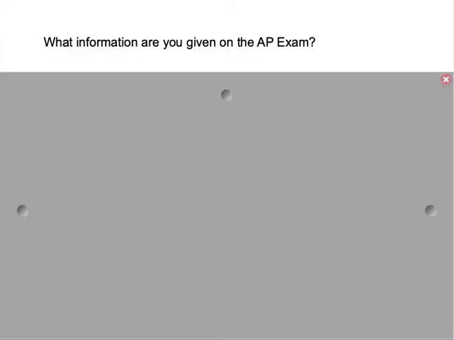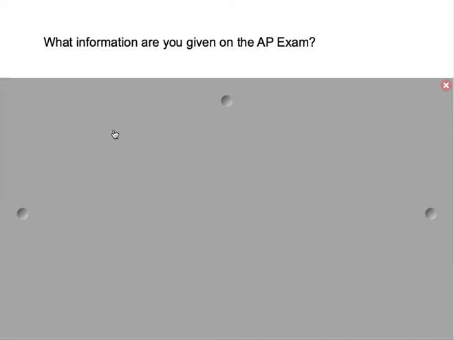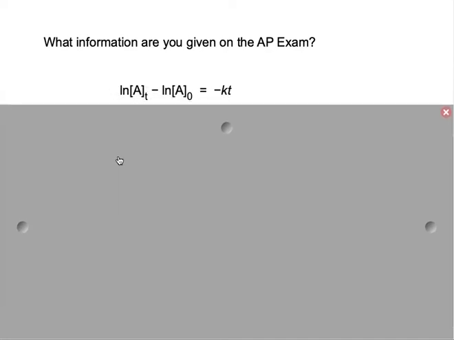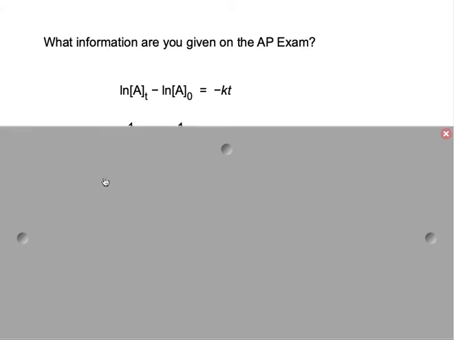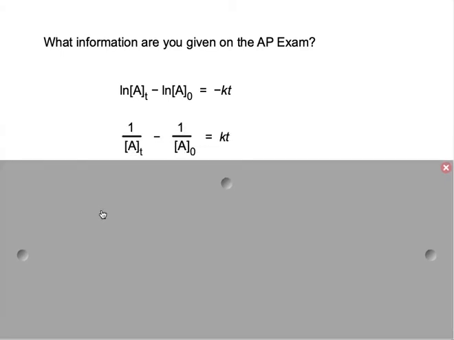So all of this raises the question, what are you given on the AP exam? How much of this do you have to memorize and how much are you given? Well, it's kind of cryptic. They give you the integrated rate law for a first order reaction in logarithmic form, but they don't identify it as such. You need to know that's what it is. They give you the integrated rate law for a second order reaction, but again, they don't identify what it is. You need to know that that's what it is.